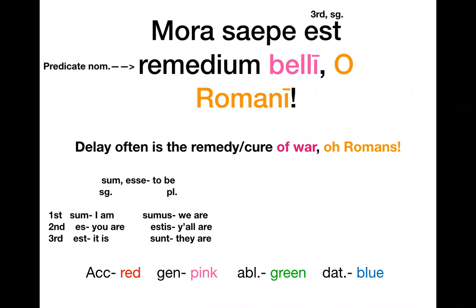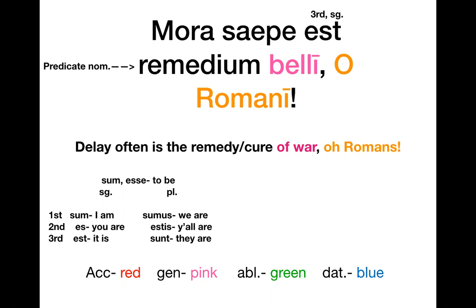But anyway, so it's the remedy of war, okay? Once we realize something's genitive, we whip out the preposition of. What's the other way that we could do this? Instead of the remedy of war, what's the other way we could do this?